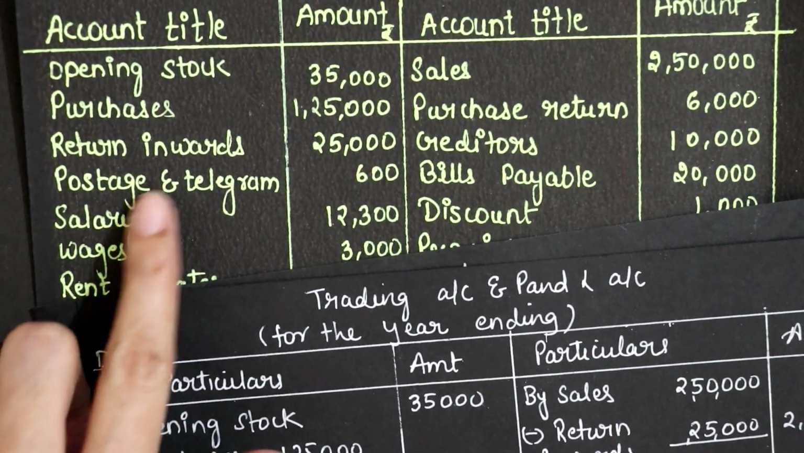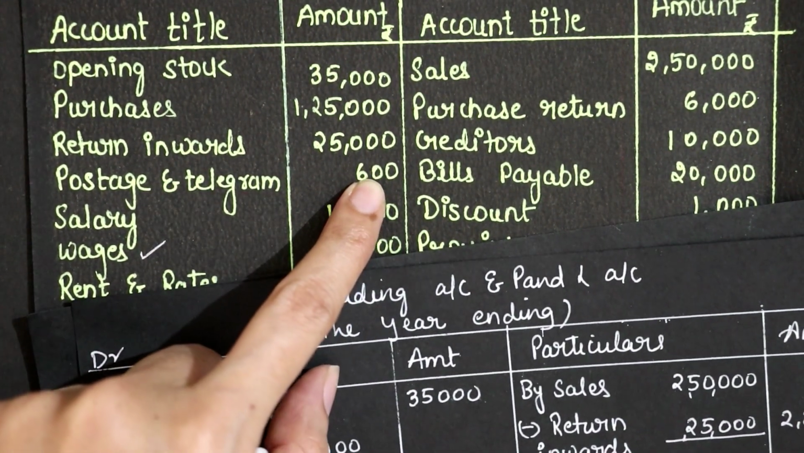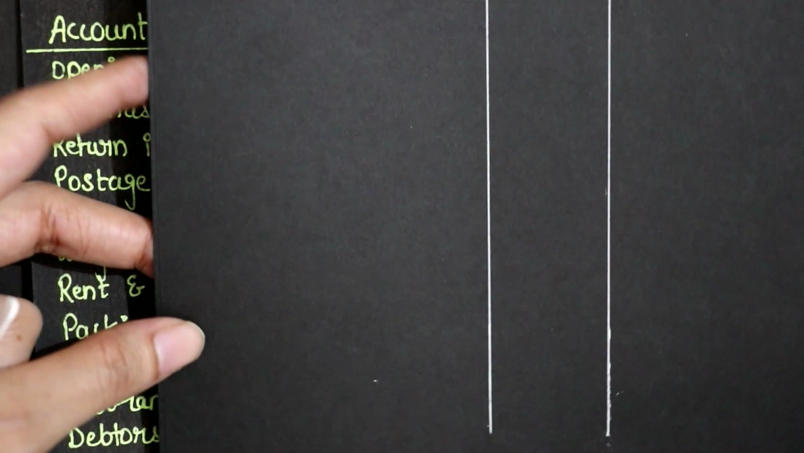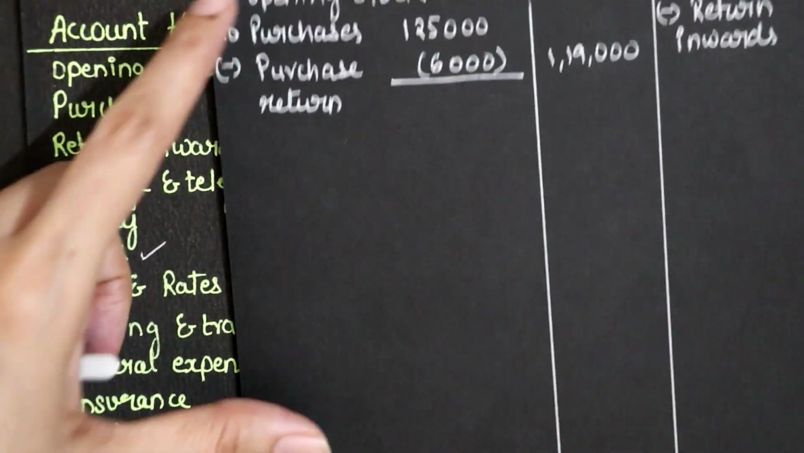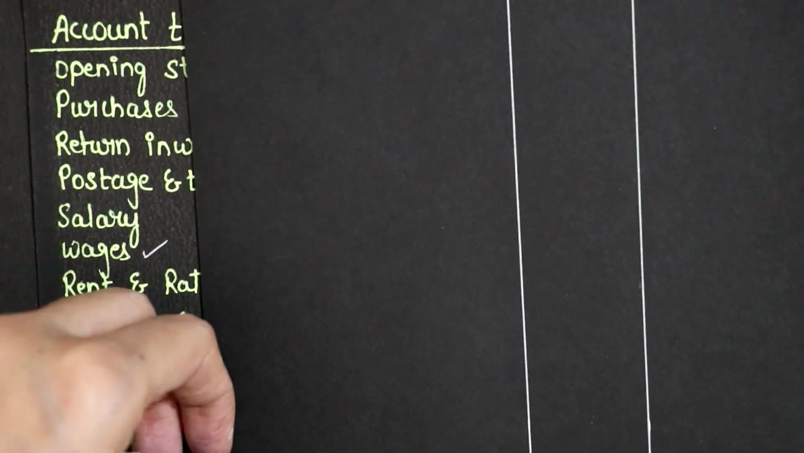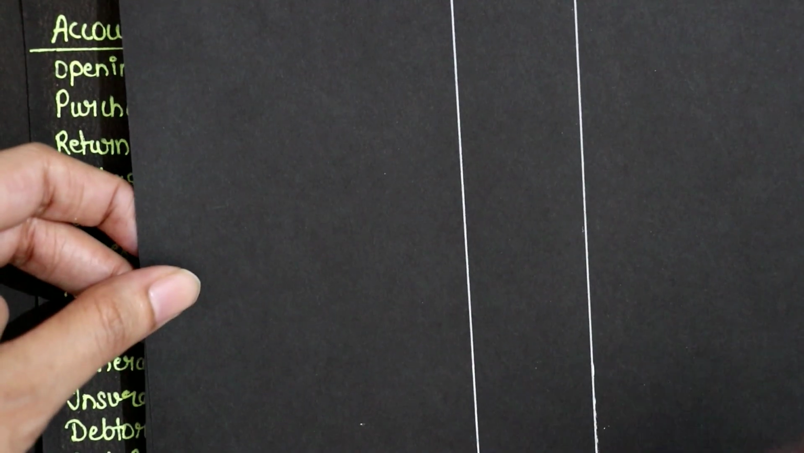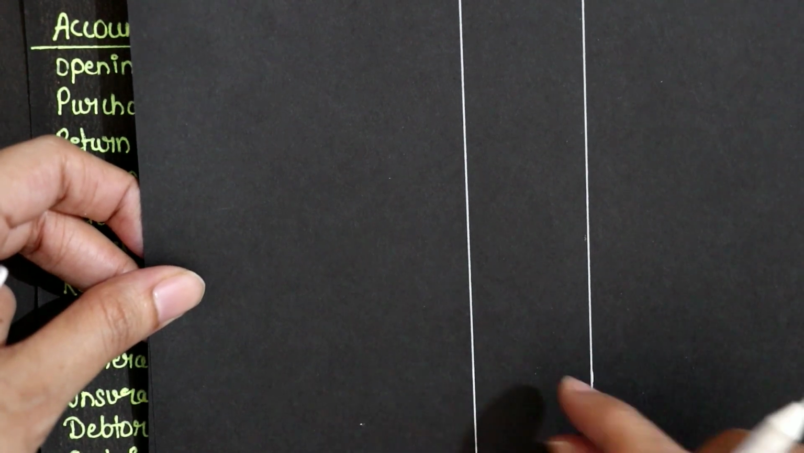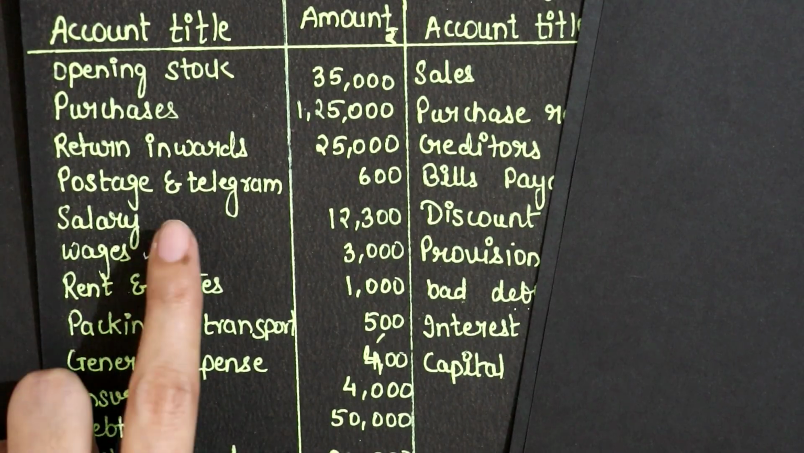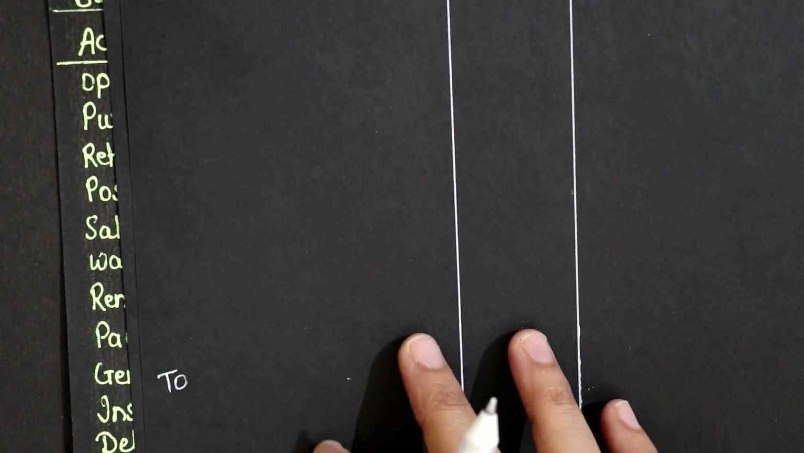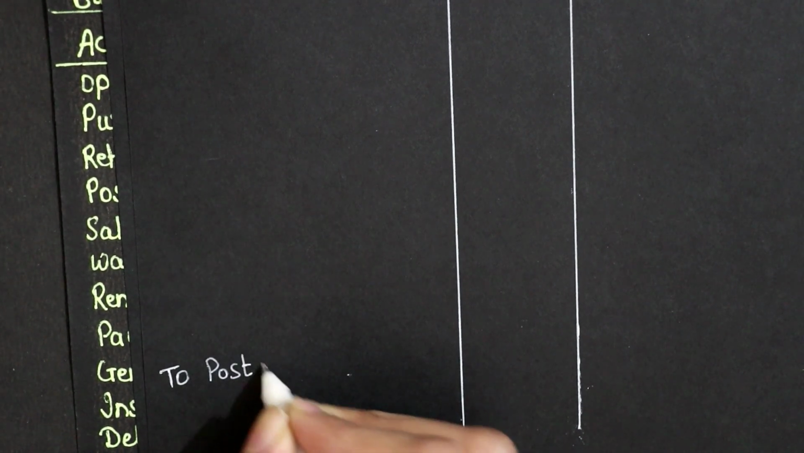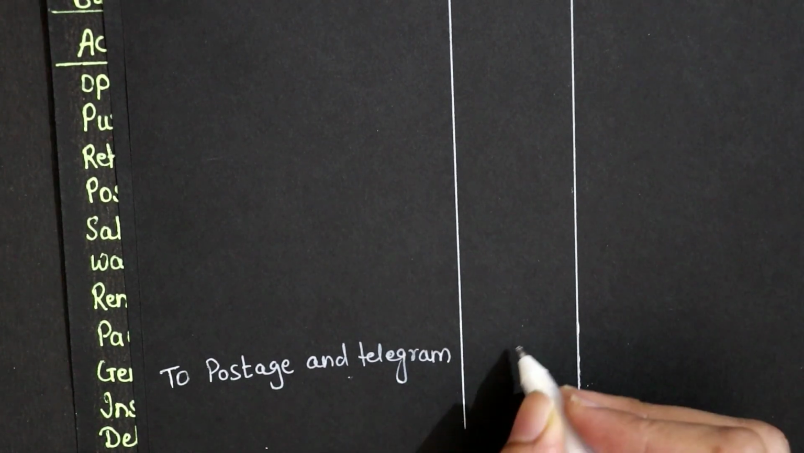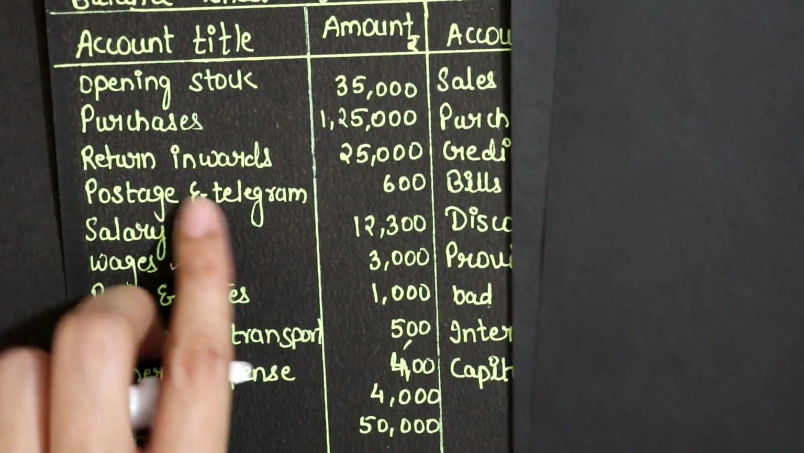Now next is postage and telegram. It is 600. It should come on the profit and loss account on the debit side. So we will write it from the bottom. We will give ample space to the trading account entries, and we will write the entries of the profit and loss account from the bottom. We will leave some space for closing the profit and loss account, and one for net profit or net loss. So it's postage and telegram 600. So we'll write here to postage and telegram 600.